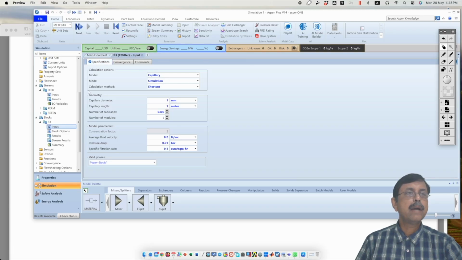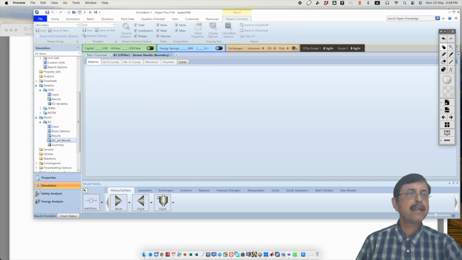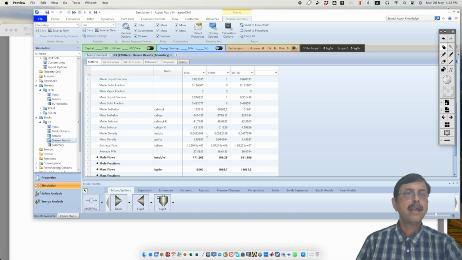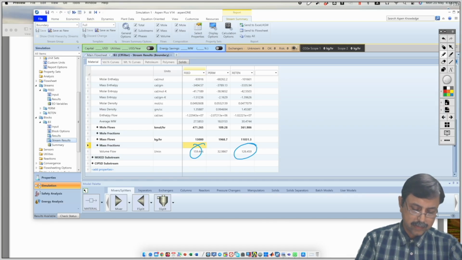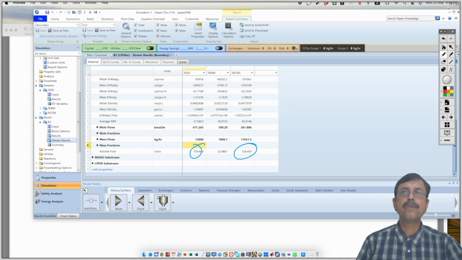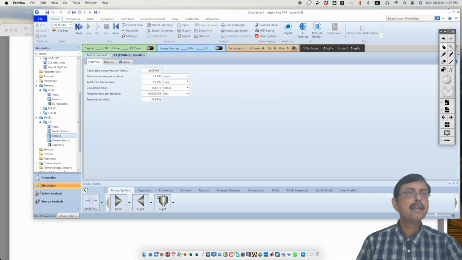Okay. Once we run, then we arrive at the stream result once again. And we find the concentration factor is this by this. Okay, so it is again the concentration factor. If you look at it, you will find it is 1.2608. Okay, and the membrane area per module is 19.792. Circulation flow has been reduced. Pressure drop per module and Reynolds number has been calculated.